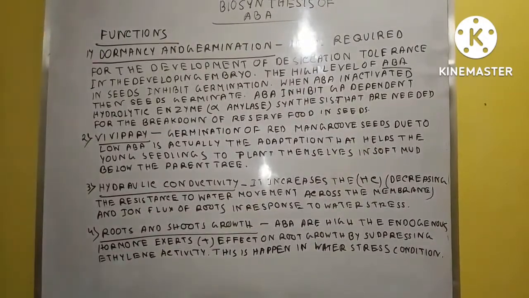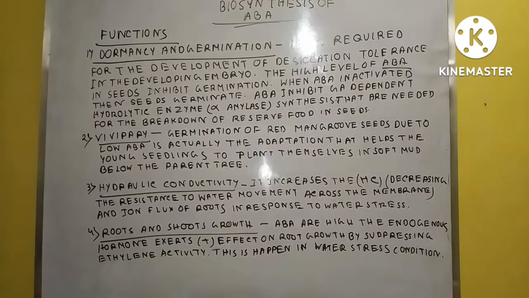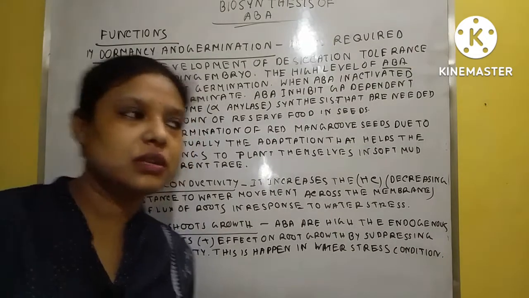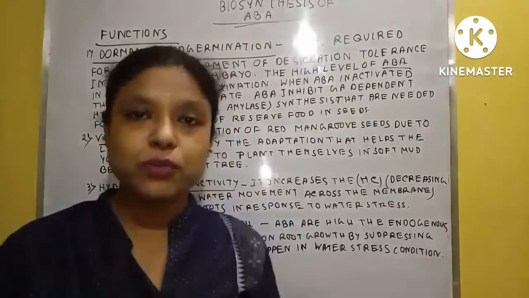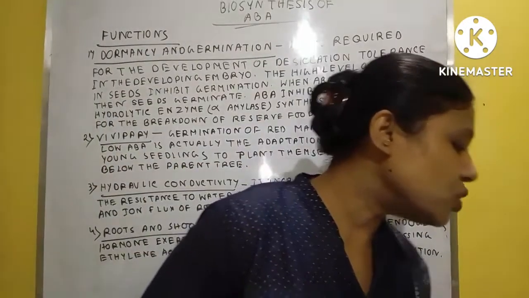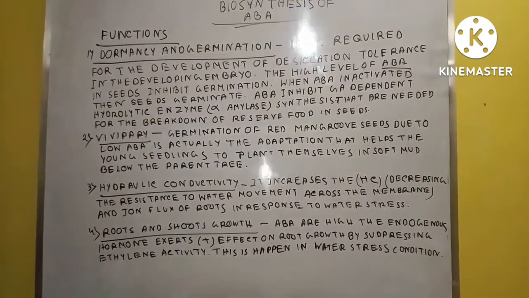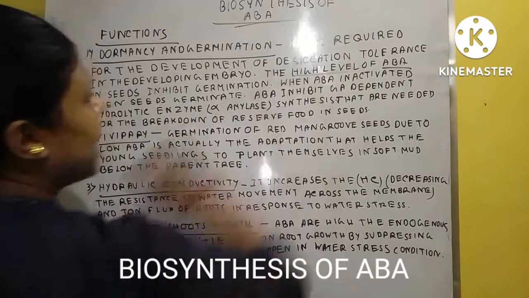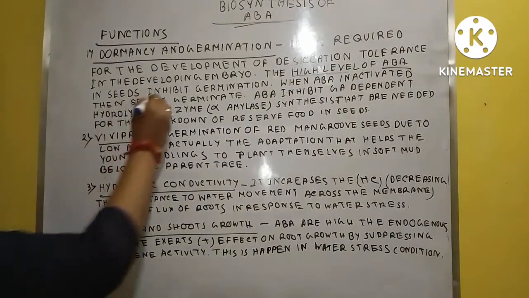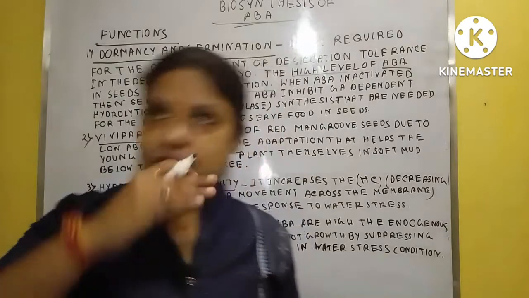So what are the functions of the ABA? First function is dormancy and germination. Actually, seed germination or dormancy is totally controlled by the ABA hormone. How is it controlled? This is an important fact obviously. When the level of the ABA hormone is high, what happens? This inhibits the germination, and you all know the seeds still cannot germinate.